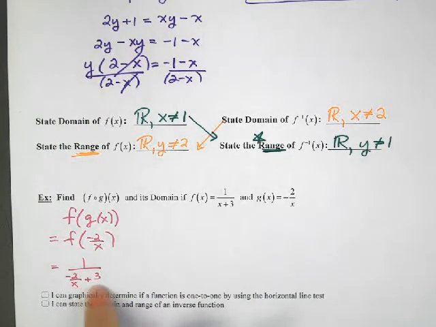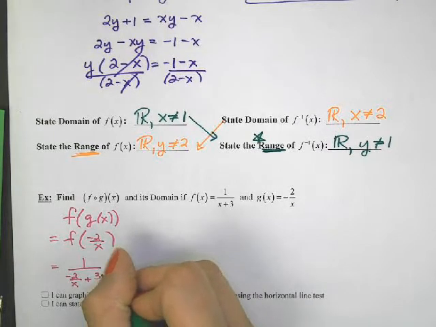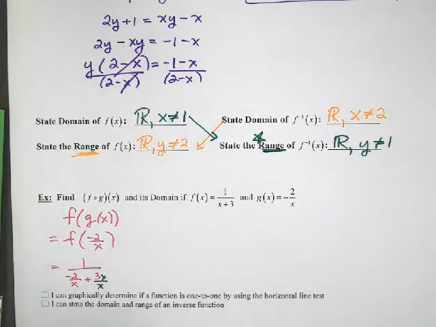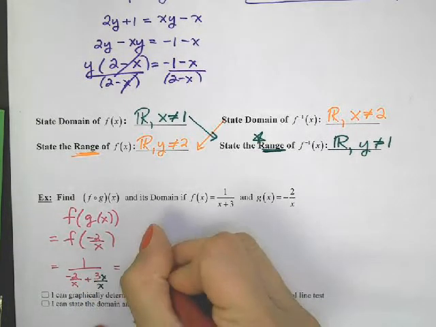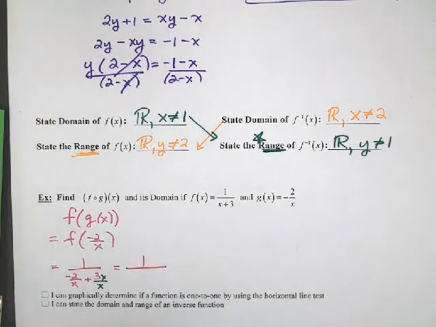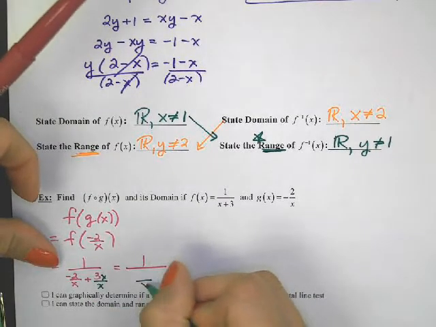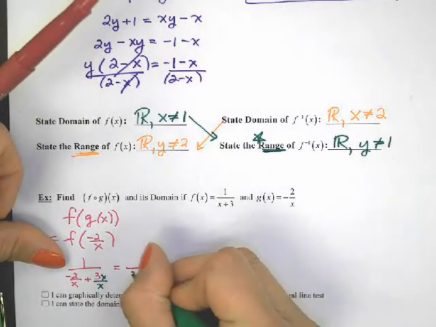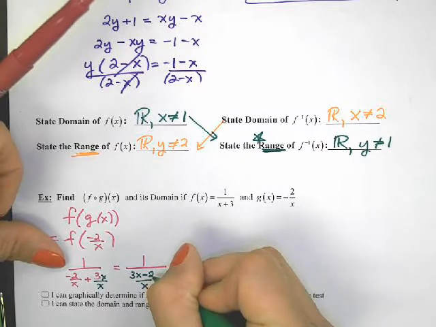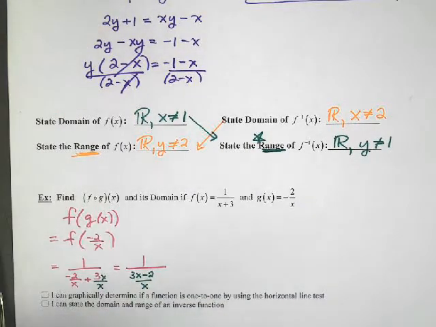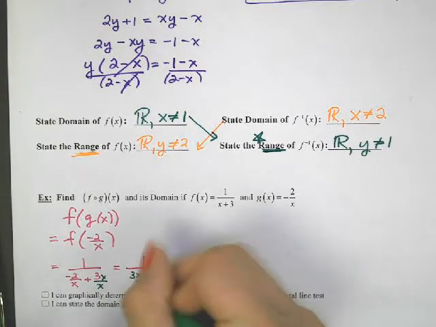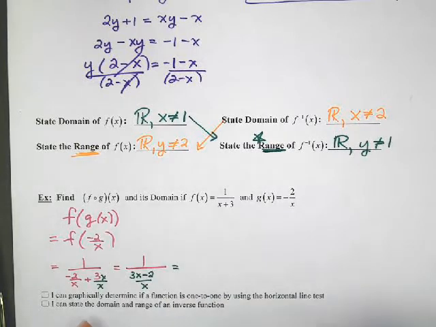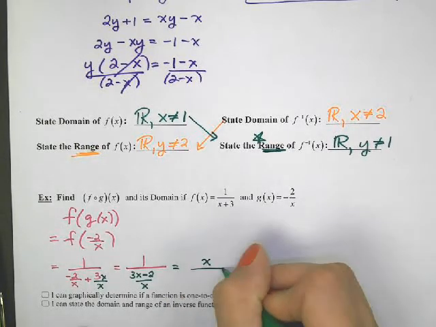Okay, and how do you add fractions? We're going to have to make some common denominators here. So I'm going to multiply top and bottom by an x. So now we have 1 divided by, the common denominator here is x, and the numerator is, I'm going to write 3x minus 2. Okay, remember how to handle a triple decker? So we're going to go ahead and clean that up. And we're going to get x divided by 3x minus 2.